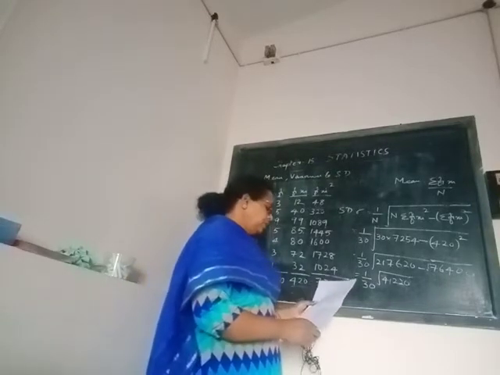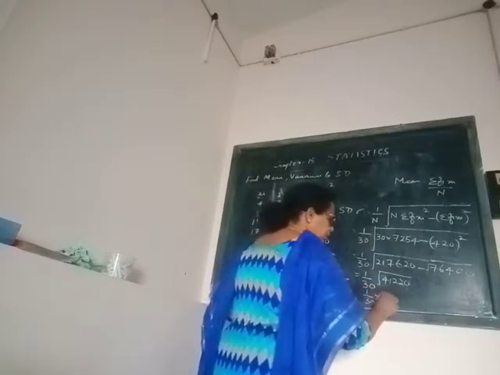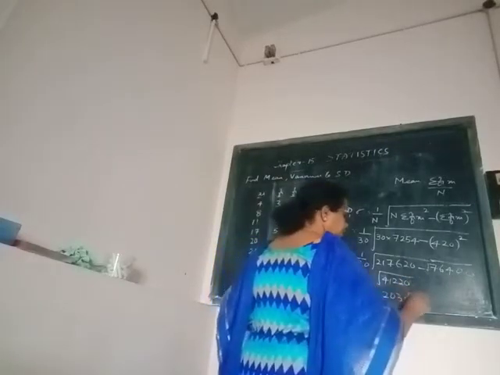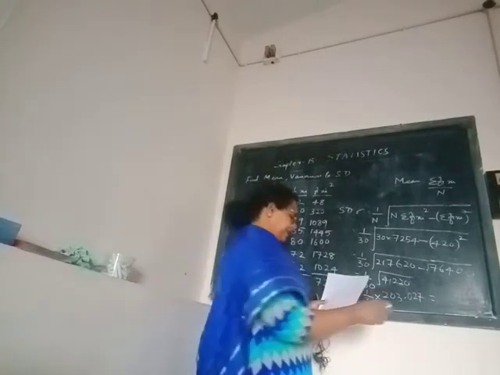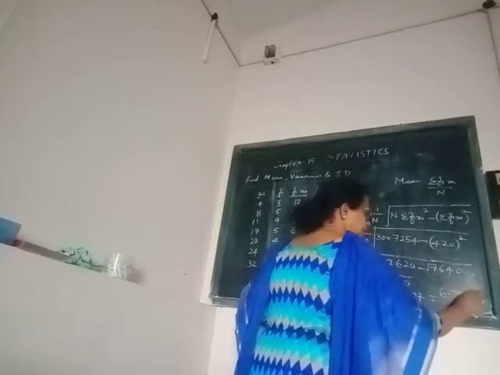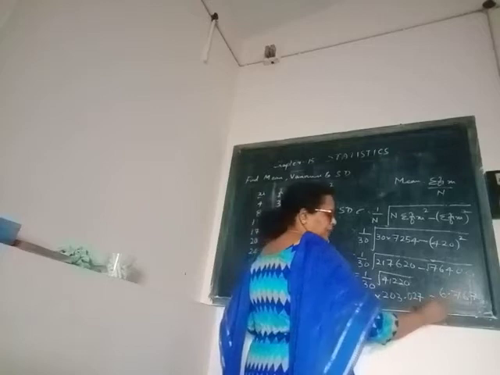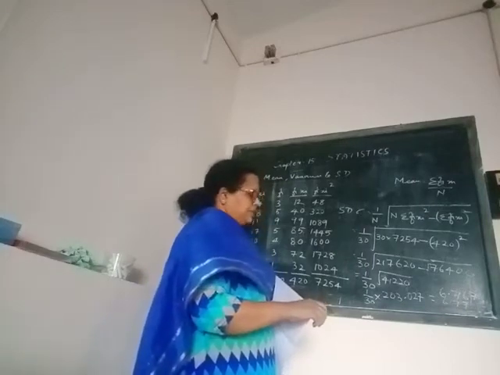Then find the square root of 41220. The square root is 203.027. So it is 1 by 30 into 203.027. We have to divide by 30. When we divide by 30, we will get 6.767. You can approximate if you want up to second decimal. So when we approximate, it is 6.77. So you got the standard deviation 6.77.